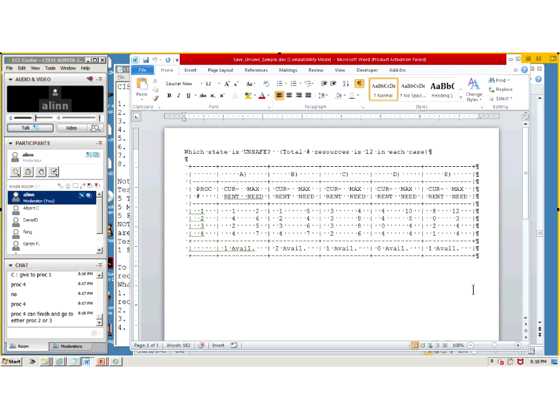Well, by elimination, this must be the unsafe state. Well, let's find out. Well, I've got 1 available. Process 1 has 8, needs 12. Process 2 has 0, needs 3. Process 3 has 2 and needs 4. Process 4 has 1 and needs 4. If I give 1 to any of these, it'll never be enough to get all of them. Therefore, this is an unsafe state.